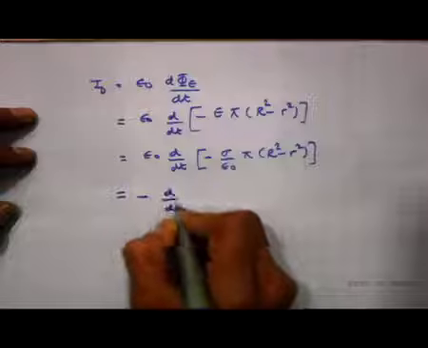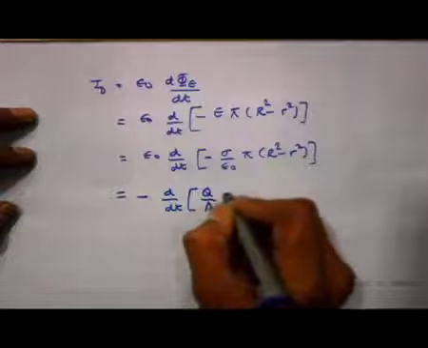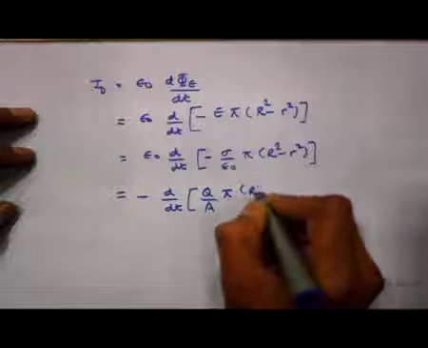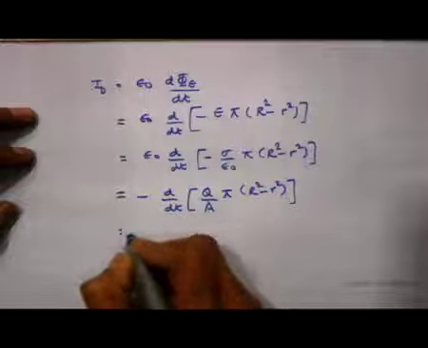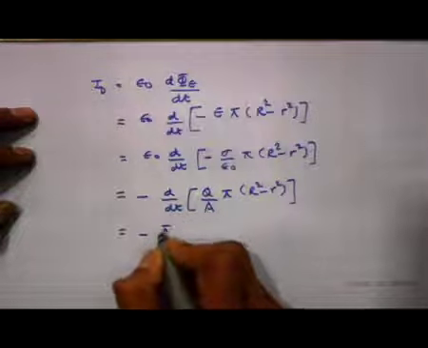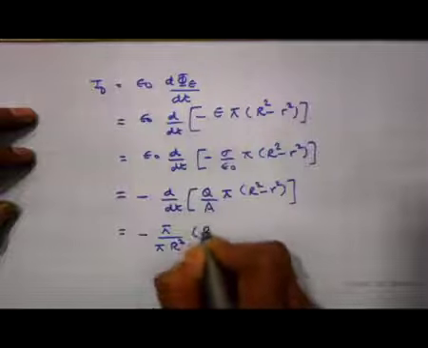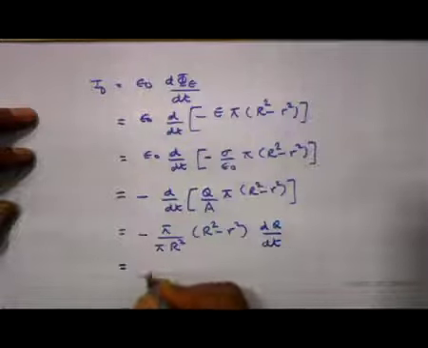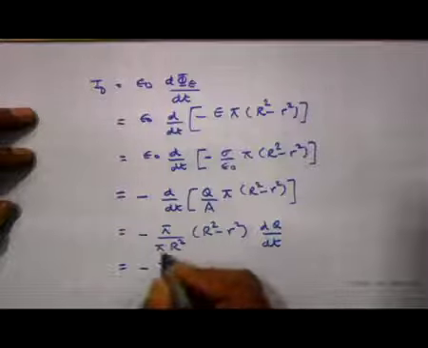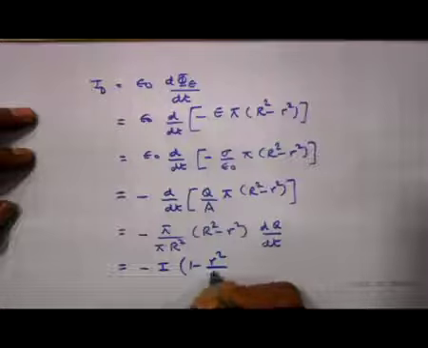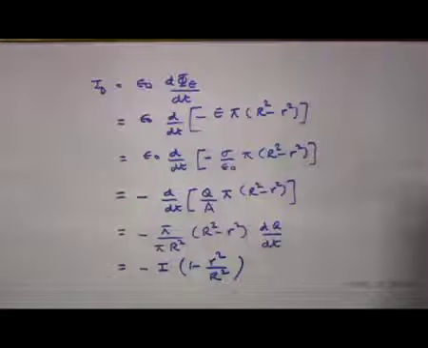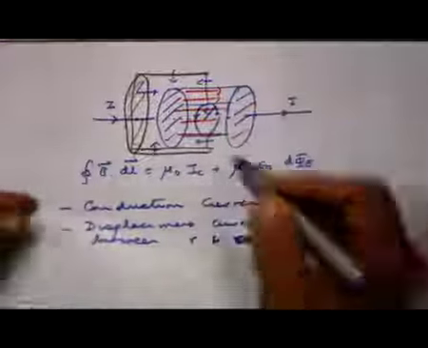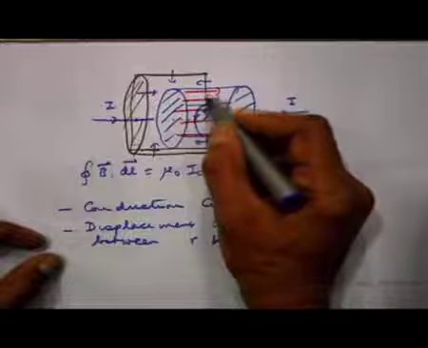Which is equal to minus d by dt. Now, sigma is q by the area, pi capital R square, into pi times capital R square minus small r square, which is equal to minus, now area is pi R square, into R square minus r square into dq by dt, which is equal to minus I times, dq by dt is I, pi cancels off, and I get 1 minus r square by R square. So, there is a displacement current of minus I times 1 minus small r square by capital R square that is crossing this part of the surface.